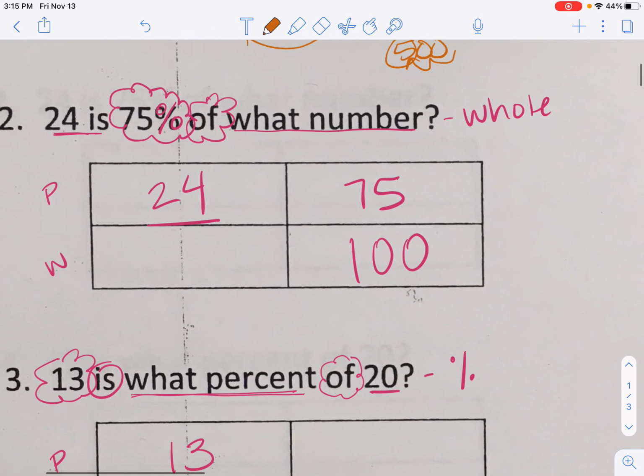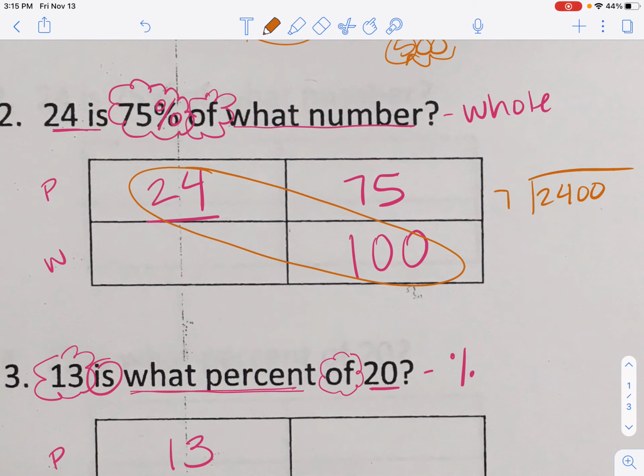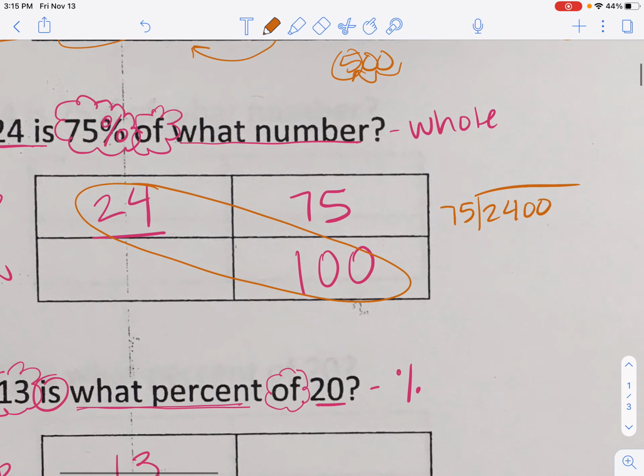Number 2. This one, I don't really see anywhere that I can scale by again, but I know that I can cross multiply, and this time it's kind of easy. 24 times 100 is 2,400, and then I'm dividing by the lonely guy, 75. Okay, 75 going into 240. Let's try 75 times 6, just for fun. 6 times 5 is 30. 6 times 7 is 42, plus 3 is 45. Oh, too high, way too high.